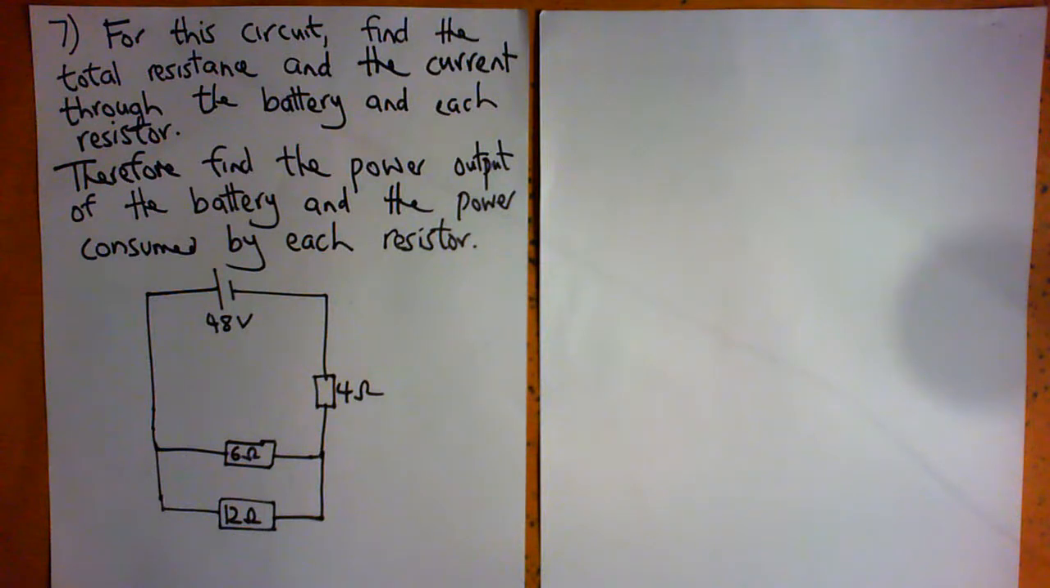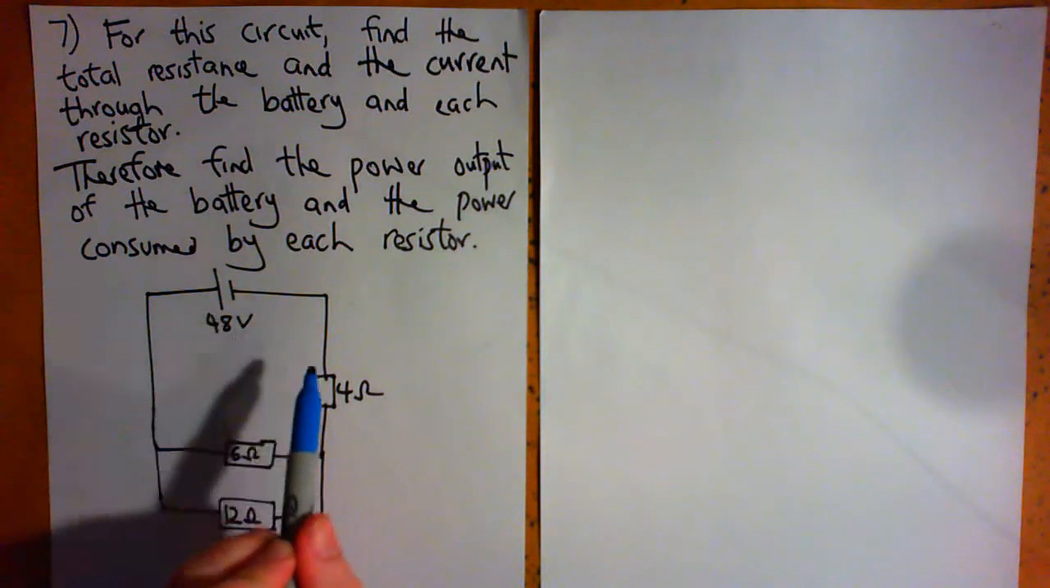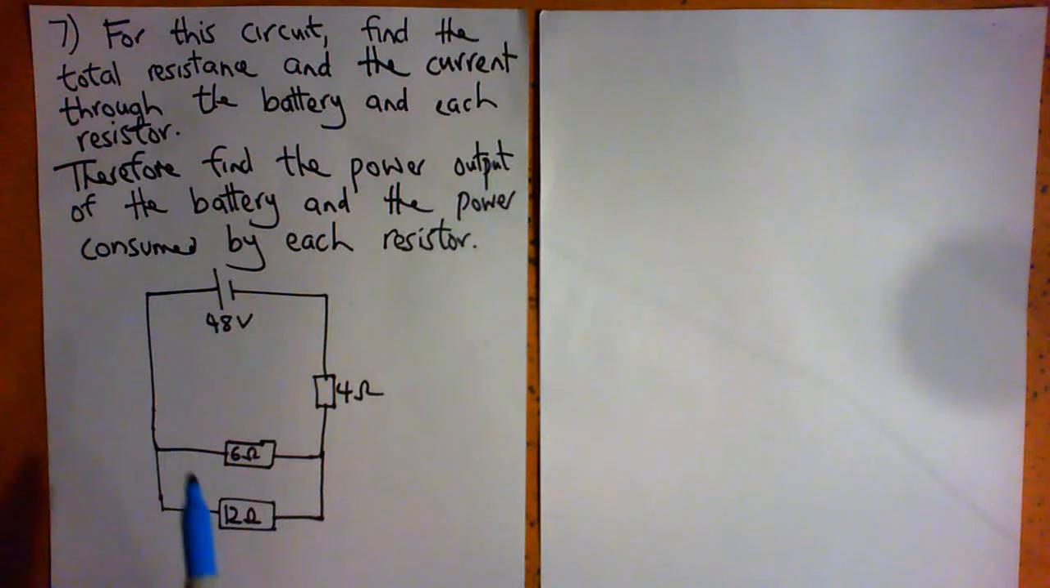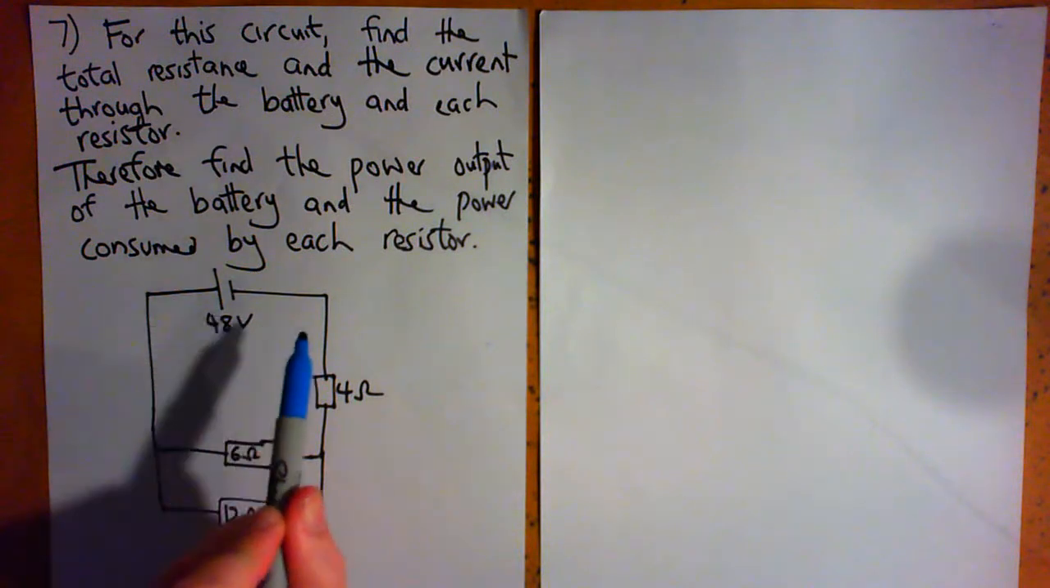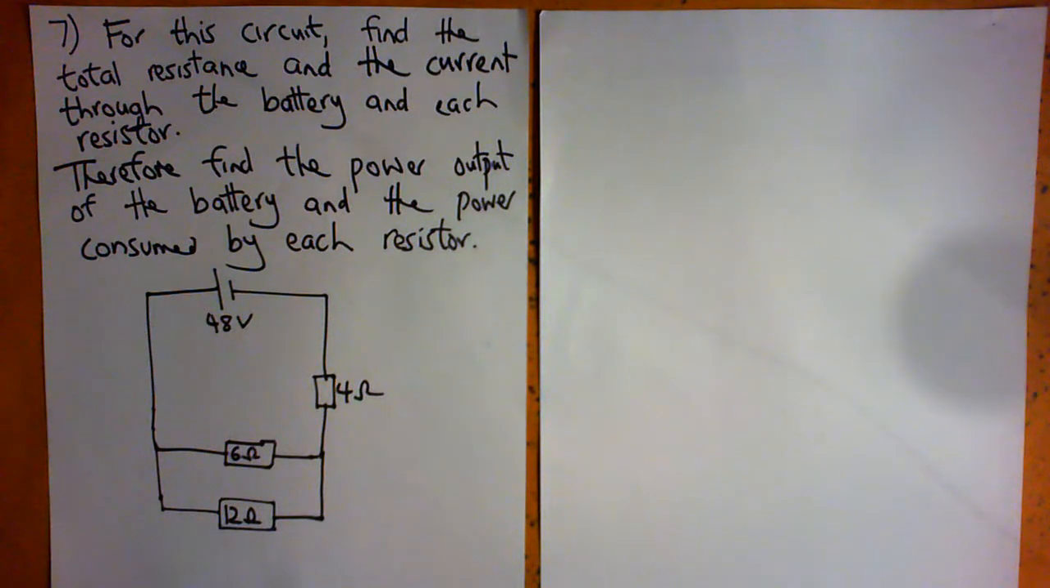There are two paths here that an individual electron can flow through. The first path would be going through the 4 ohm resistor and the 6 ohm resistor. The second path would be going through the 4 ohm resistor and the 12 ohm resistor. Either way, the electron is going to go through the 4 ohm resistor, regardless of whether it chooses to go through the 6 ohm or the 12 ohm. So that means that the 4 ohm resistor is in series with the two that are in parallel.